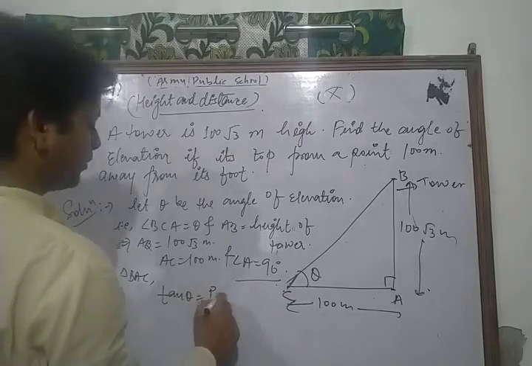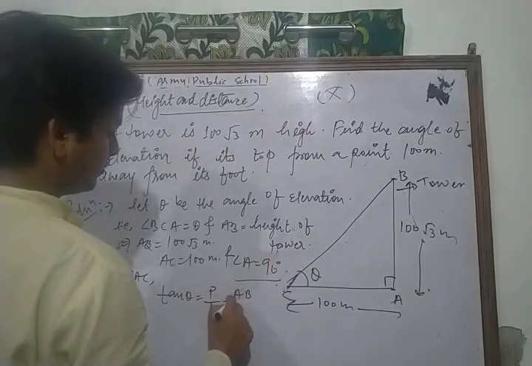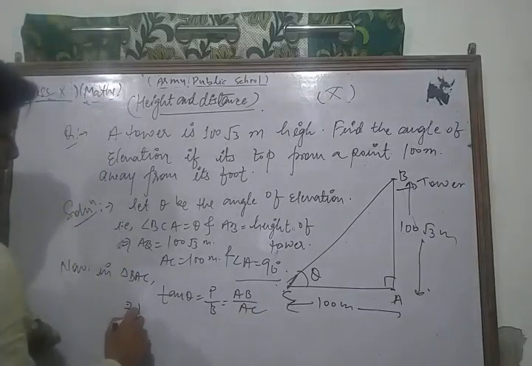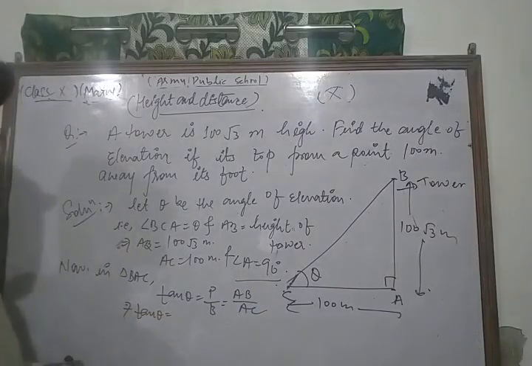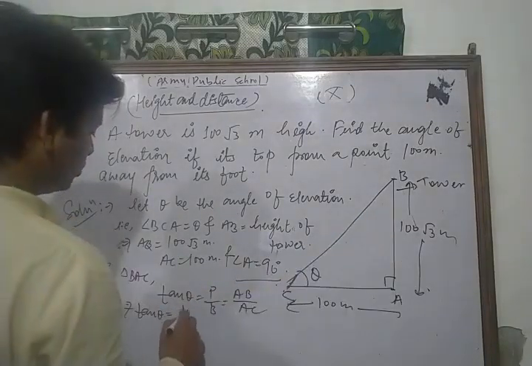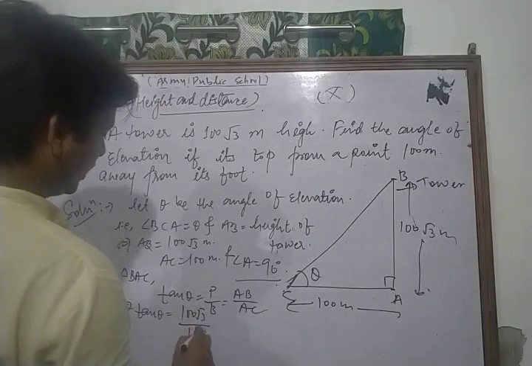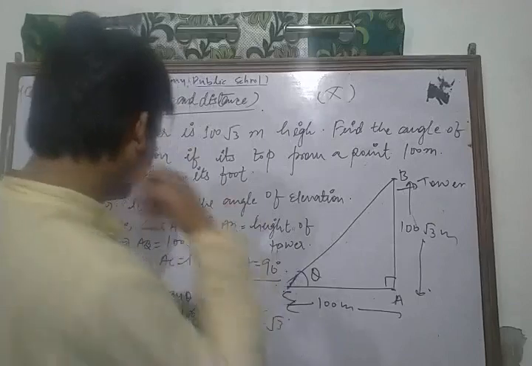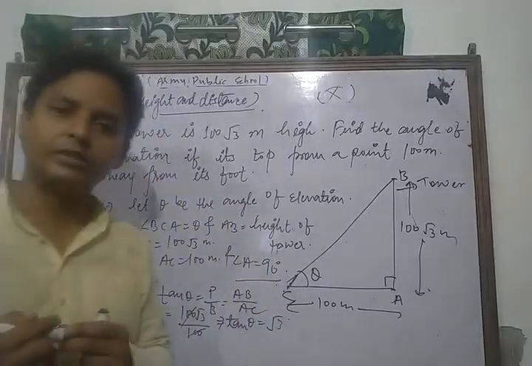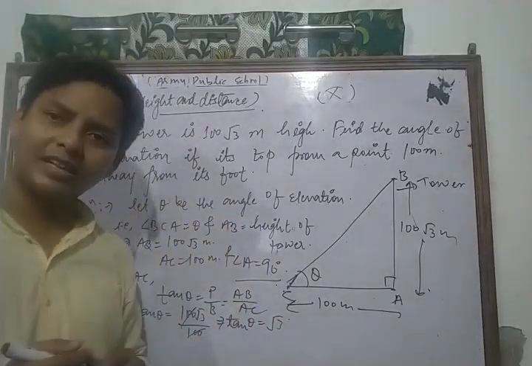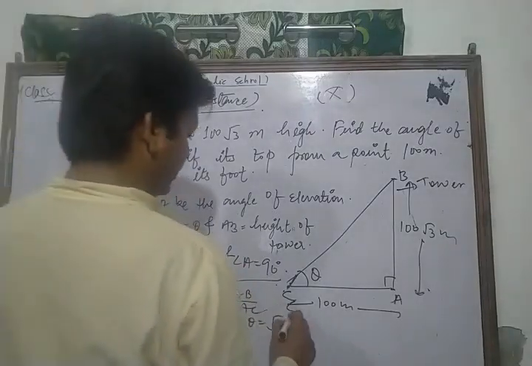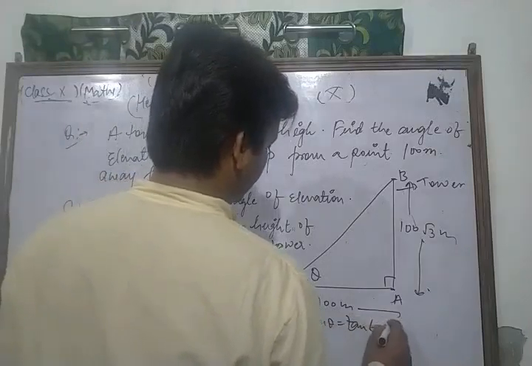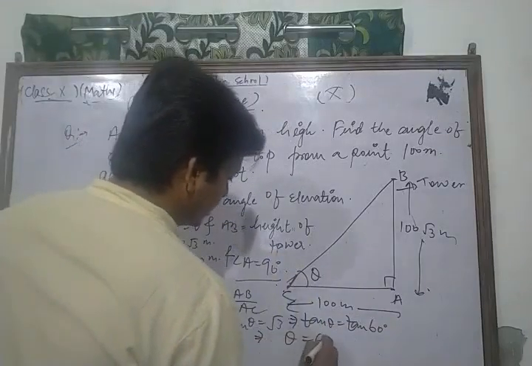Tan of angle C is perpendicular upon base. Perpendicular is AB, base is AC. So tan theta is equal to 100 under root 3 upon 100. The 100s cancel each other, so we get tan theta is equal to under root 3. Dear students, you know that in previous classes we discussed that under root 3 is the value of tan 60 degree. So tan theta is equal to tan 60 degree. On comparing, theta is 60 degree.